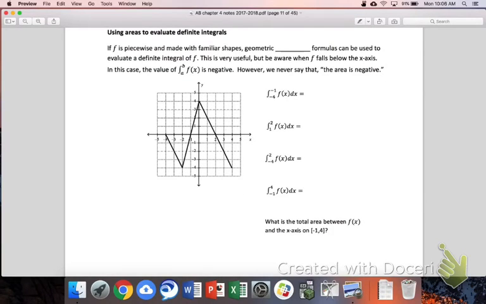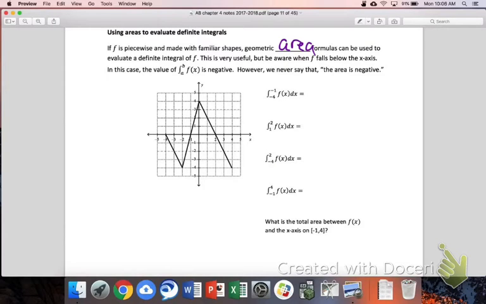It says using areas to evaluate definite integrals. So if f is piecewise and it's made up of familiar shapes, like triangles and rectangles and squares, then geometric area formulas can be used to evaluate these definite integrals. And listen, this is 100% permissible in these situations. I have no problem with it at all. The AP folks don't have any problem with it at all.